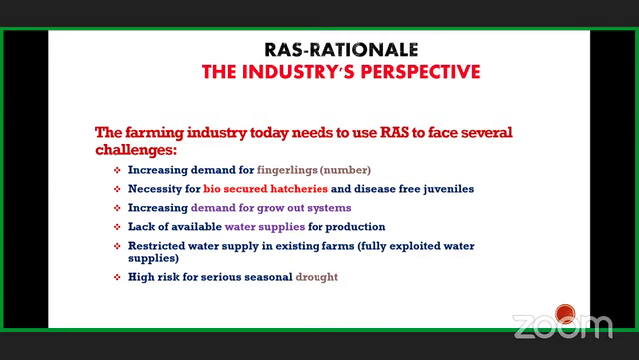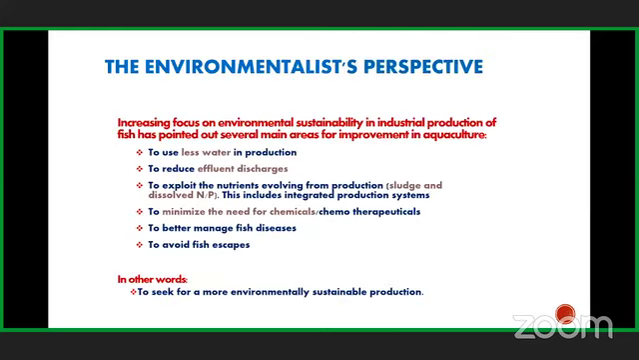Again, it is a biosecured hatchery with few disease chances. And again, we can achieve from just an acre the production of around 20 acres of pond. So yeah, there are various advantages we will see.